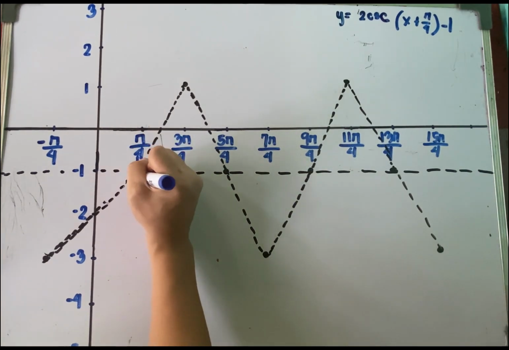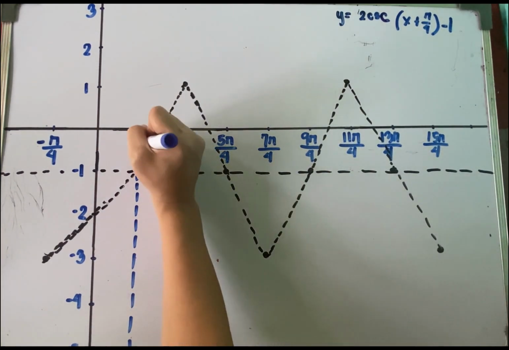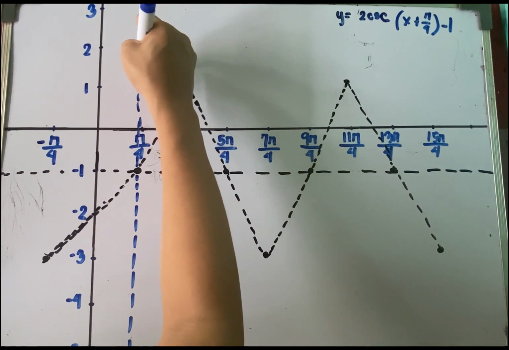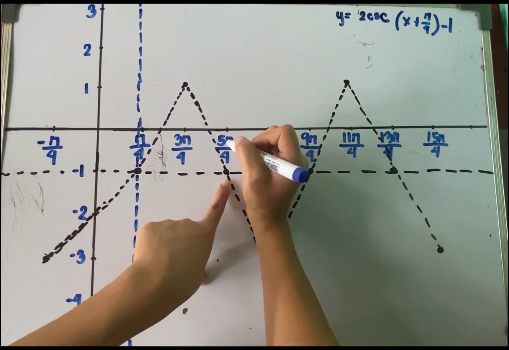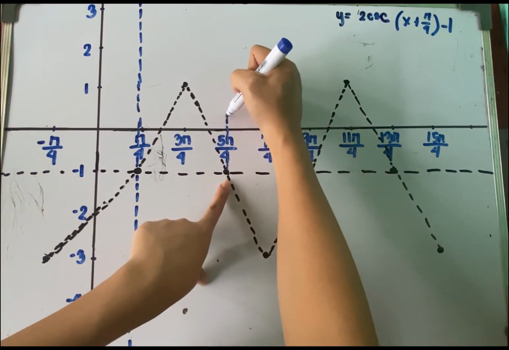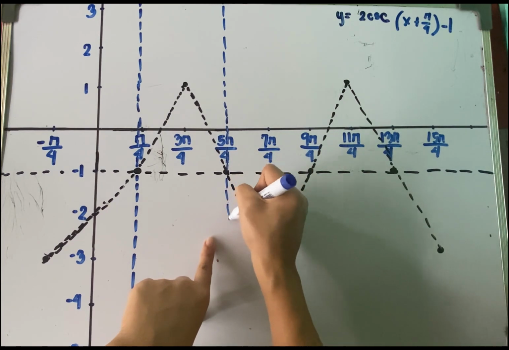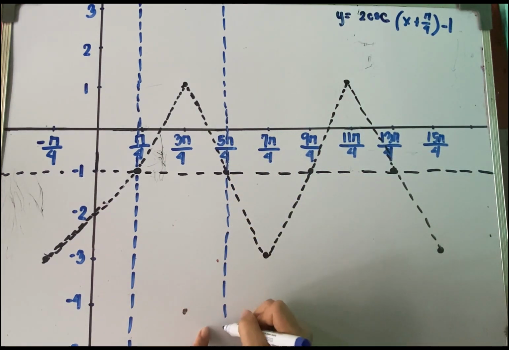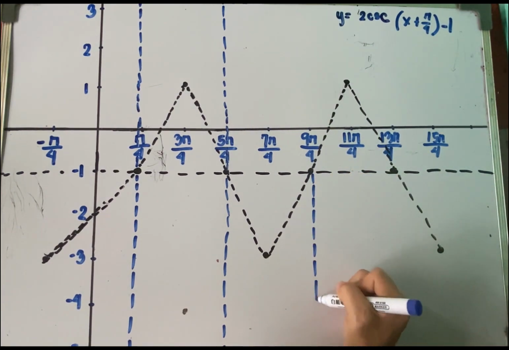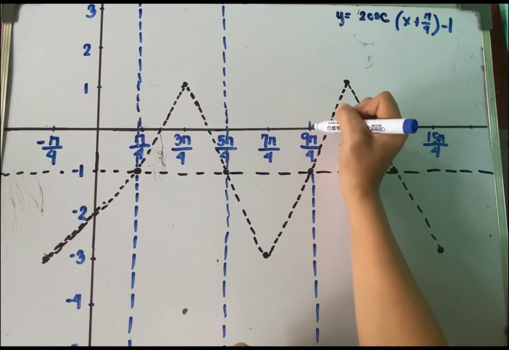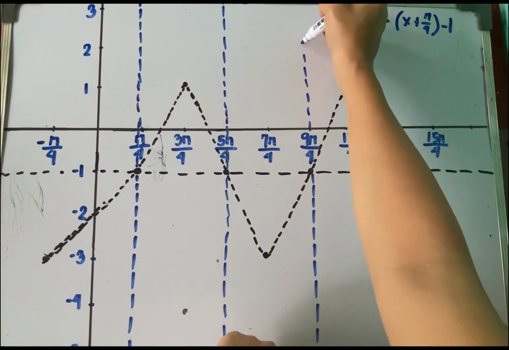Every -1 will stand as our asymptote. Since pi over 4 is in -1, this is the first asymptote, and 5 pi over 4 is in -1 as well. It is our second asymptote. And 9 pi over 4 is in -1 as well, so it is our third asymptote. And lastly, our 13 pi over 4 is in -1 as well. It will become our last asymptote.